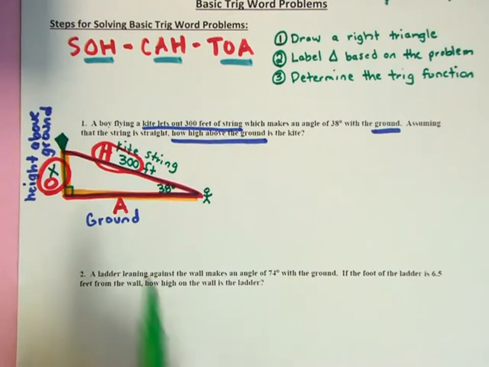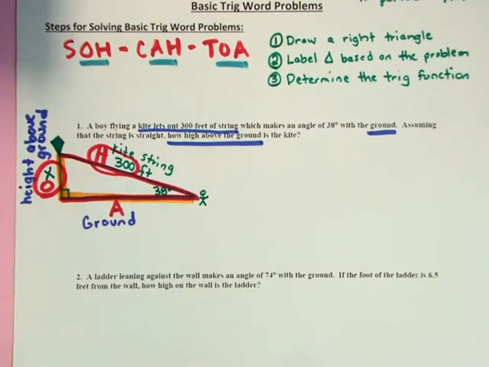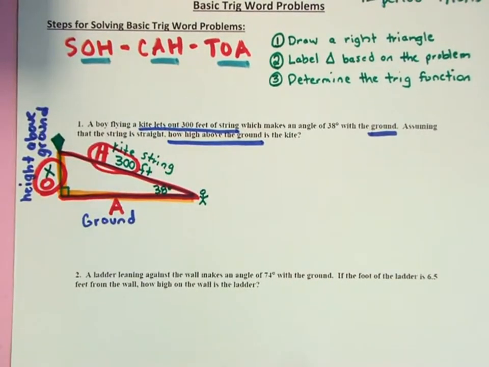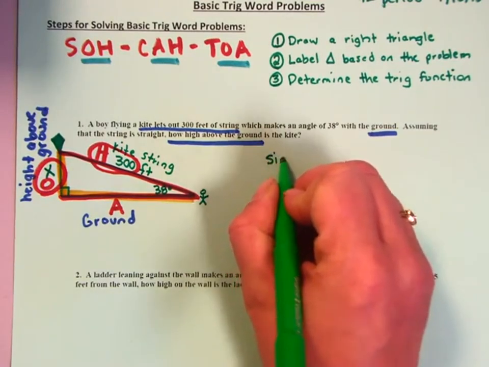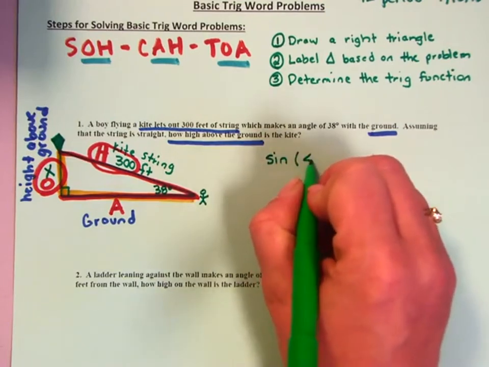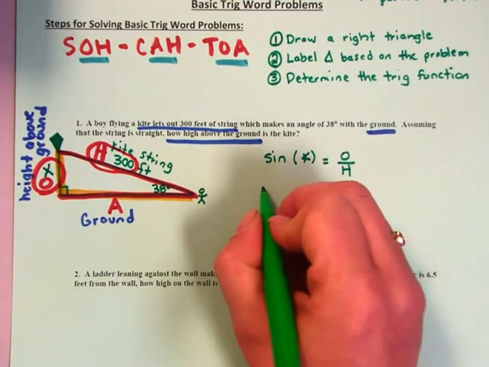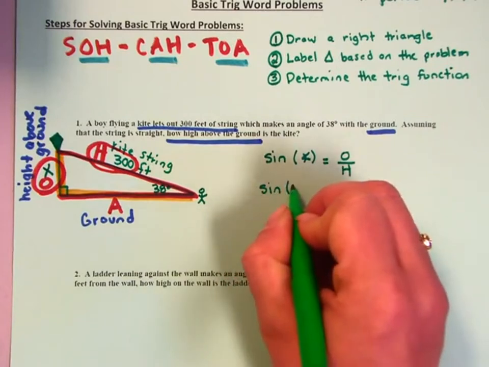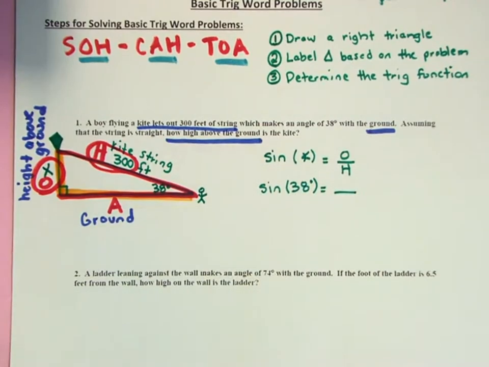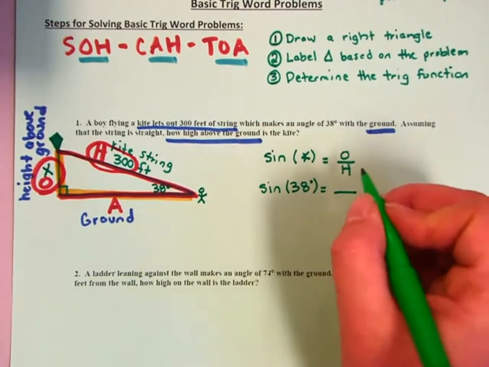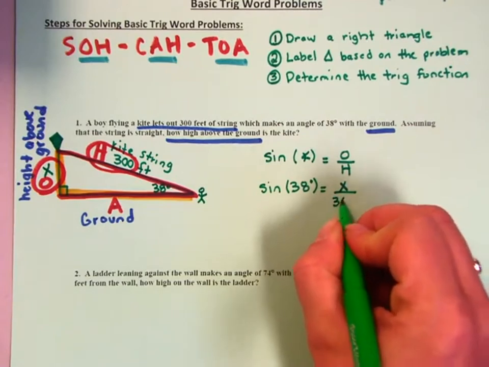Okay, we had information about our opposite and our hypotenuse. So what function does that make? Sine. So for reference, I'm going to write this out. We know that the sine of an angle is equal to O over H. So we know that the sine of 38 degrees is equal to, what is my opposite? X. What is my hypotenuse? 300.